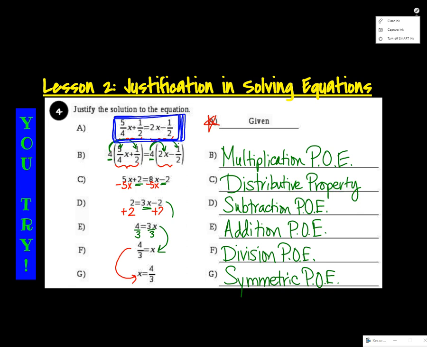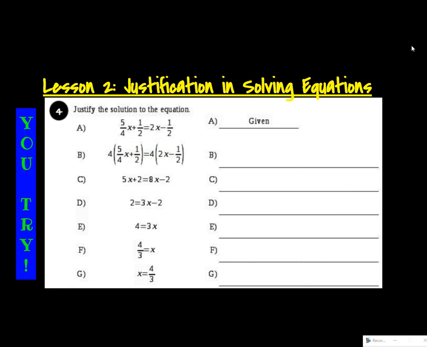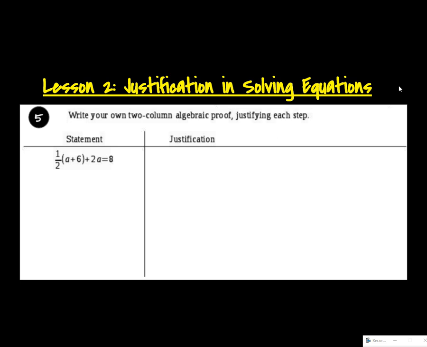So, let's look at our first one. Here is our own two-column algebraic proof. Now, we're going to use this in algebra. It's going to pop up from time to time, especially once we move on from this unit. It's going to say include justifications. And so that's your reasons why. Some of you are going to forget what justification means. So justification is just your reason why.